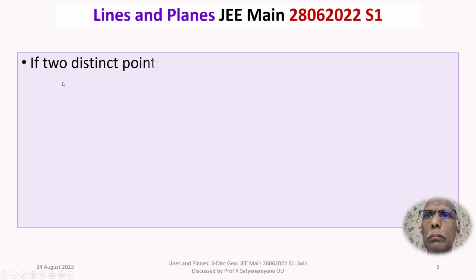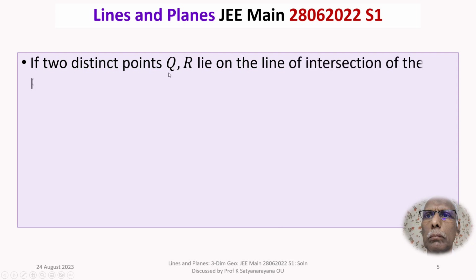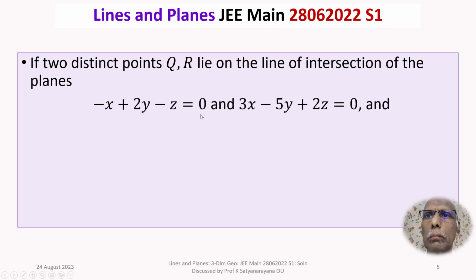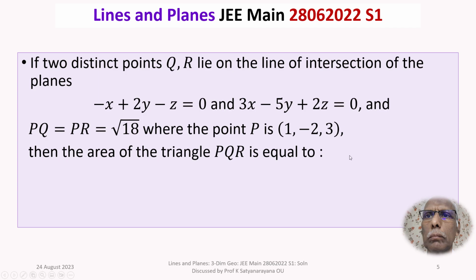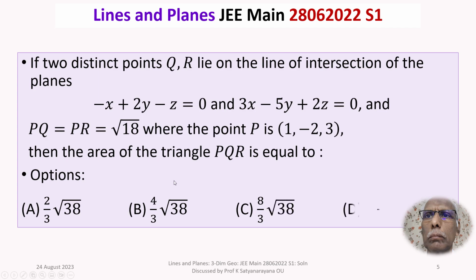The given question is: if two distinct points Q, R lie on the line of intersection of the planes minus x plus 2y minus z is equal to 0 and 3x minus 5y plus 2z is equal to 0, and PQ is equal to PR is equal to the square root of 18, where P is the point with coordinates 1, minus 2, 3, then the area of the triangle PQR is equal to, and we are given four options, option A, option B, option C, option D.